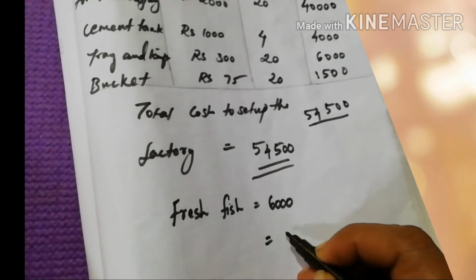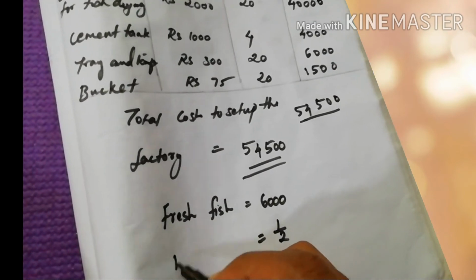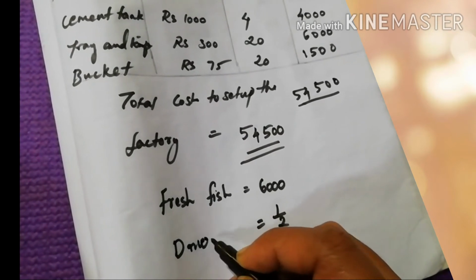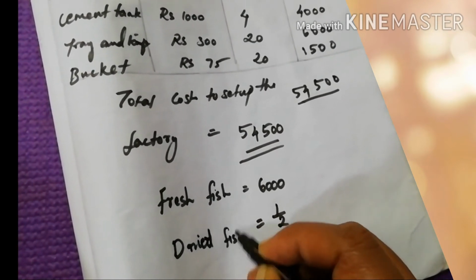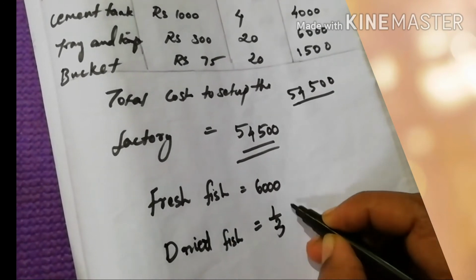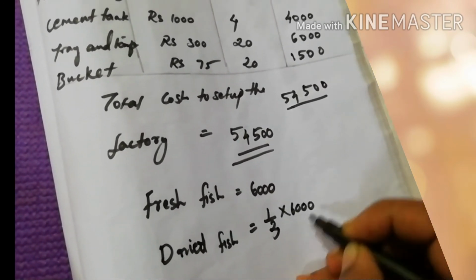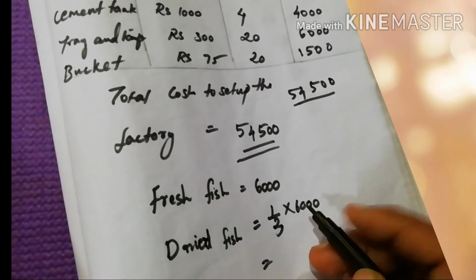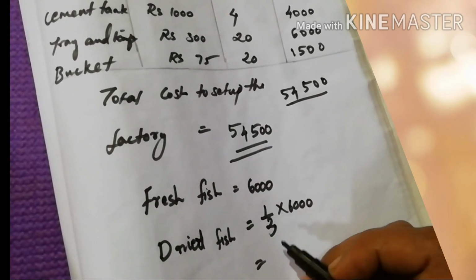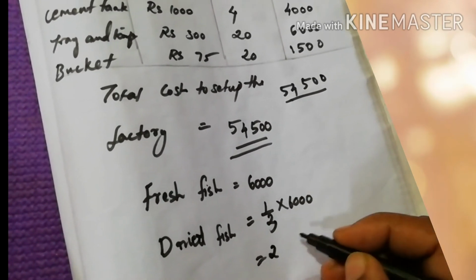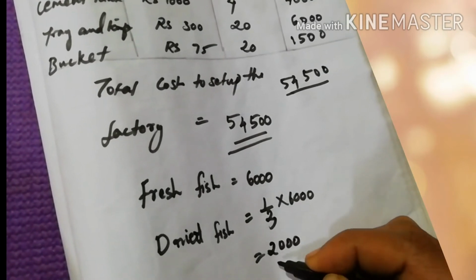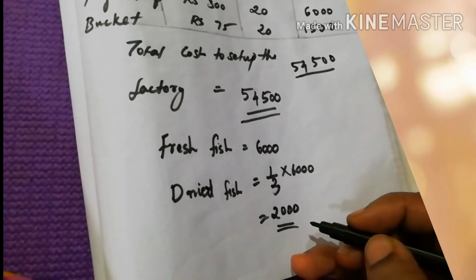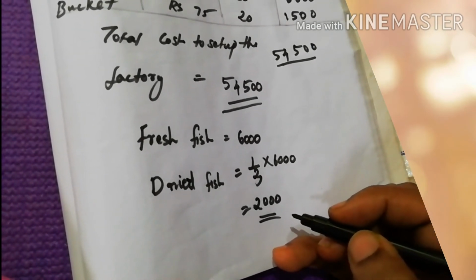That is 1/3 of dried fish equal to one-third of 6,000. That is, we need to divide 6,000 by 3. First we can divide 6 by 3, that is 2. So 2,000 is that answer. And one more sub question: how much dried fish will they get in 1 month?